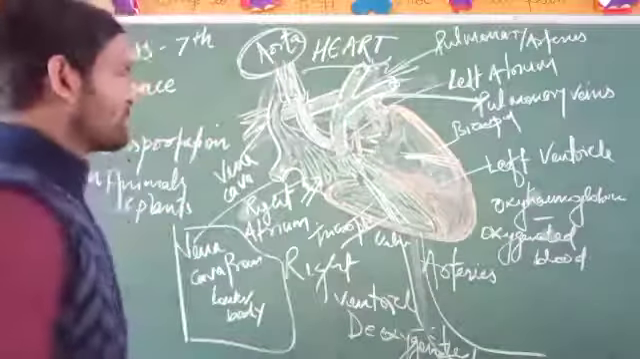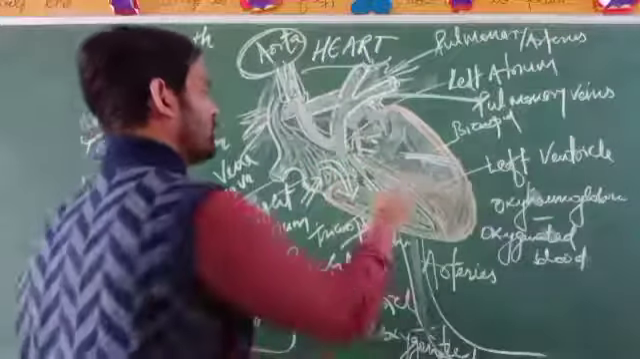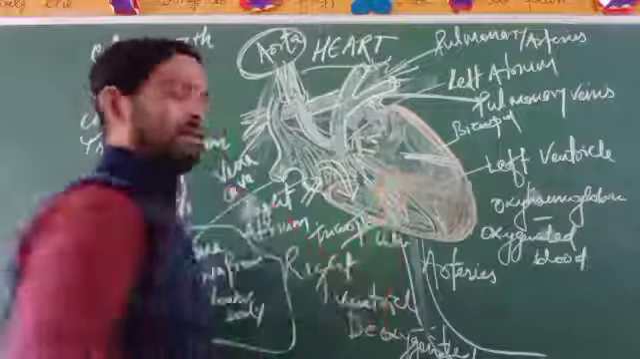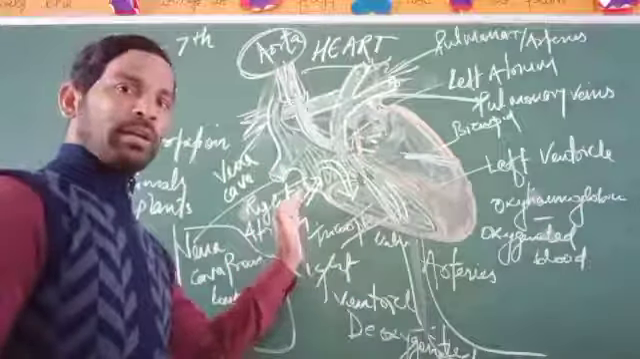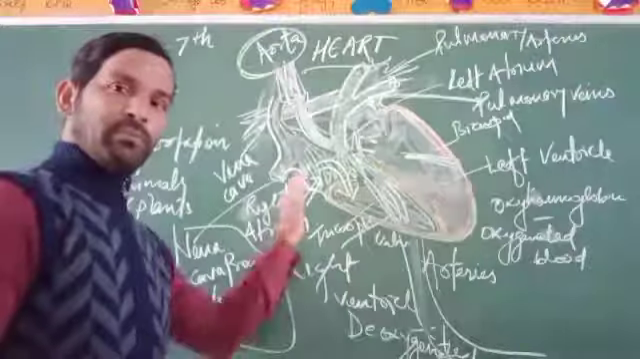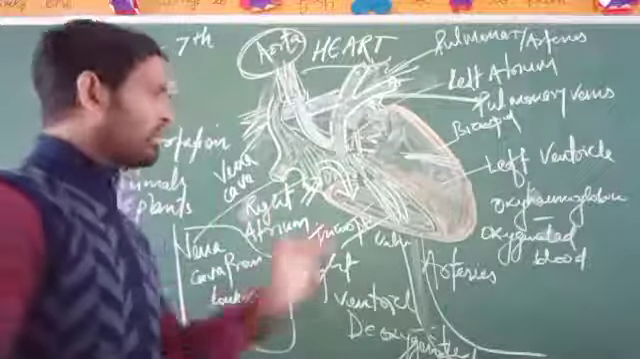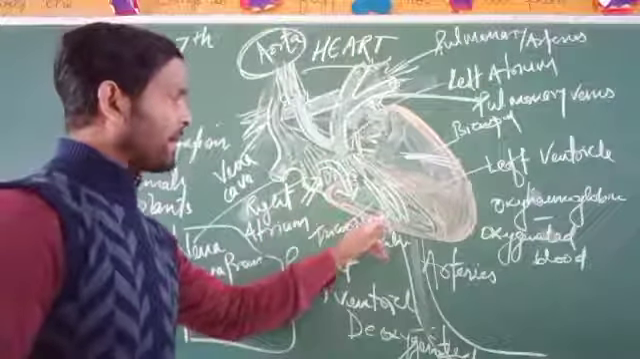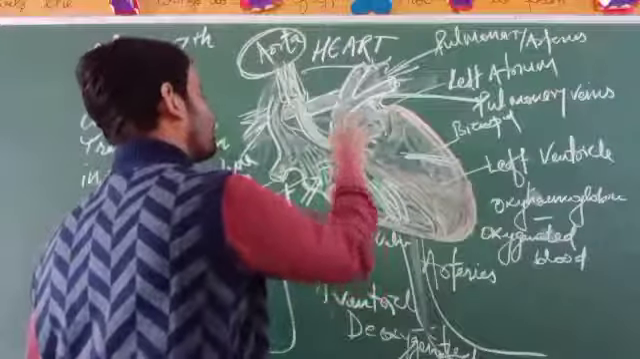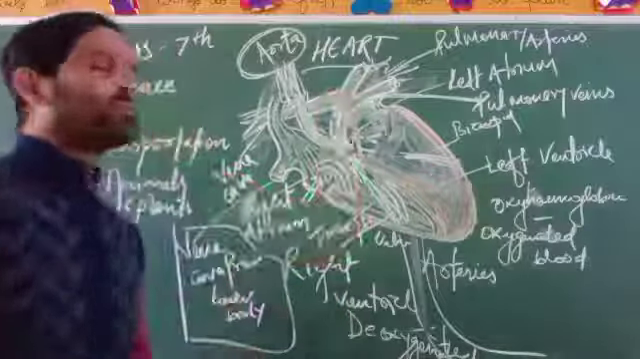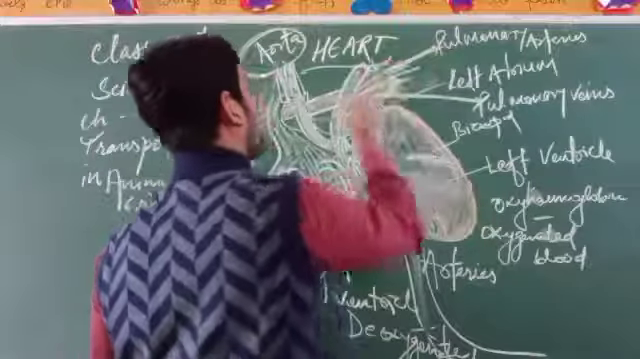First of all, it reaches the right atrium, and from the right atrium it has to move to the right ventricle. So whenever deoxygenated blood comes into the heart, it firstly goes to the right atrium, and from the right atrium it goes through the right ventricle. From the right ventricle it moves up to the pulmonary arteries.